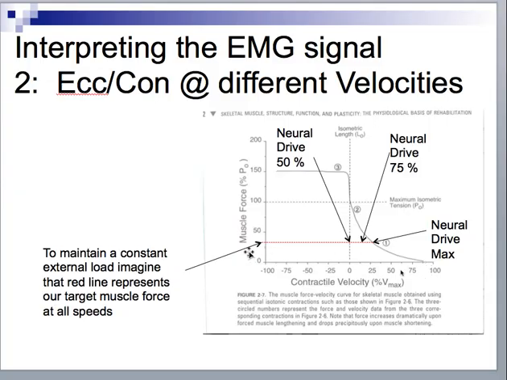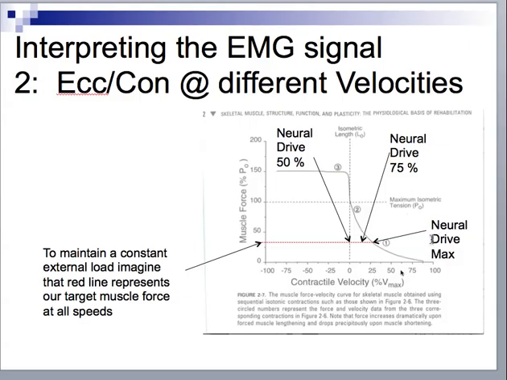So let's assume that to meet an external demand at the ankle, we need to produce somewhere around 35 newtons of force, and that's represented here in this red line. And we'd like to be able to do that at different velocities. So essentially, the first thing we can note is that to produce that much force at 0 velocity, that's about 50% of the peak isometric force that this person can produce. So it's about half of their total capacity for that particular external load.